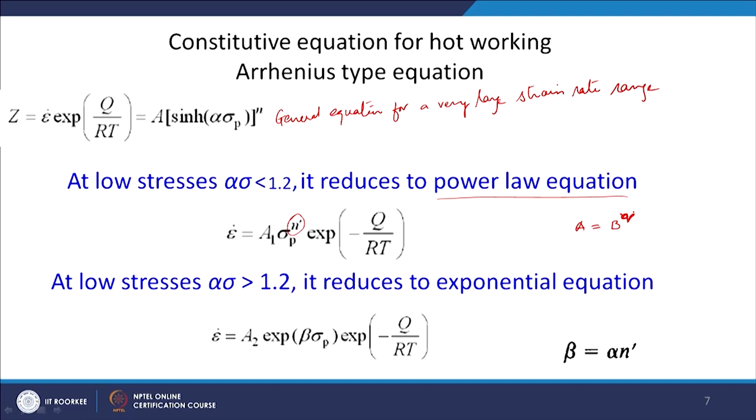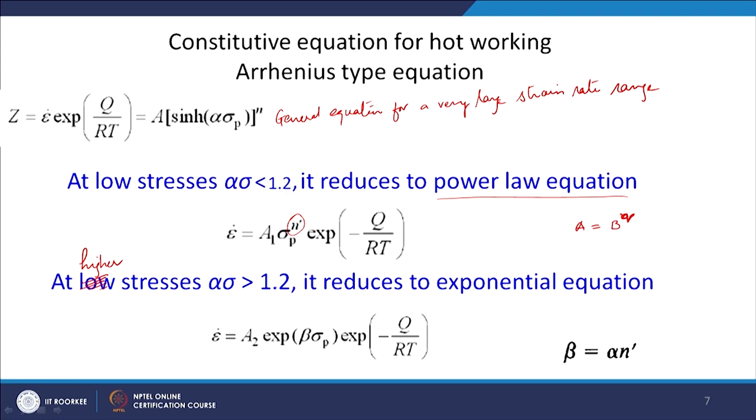So at low stresses you will have this power law equation. And incidentally, this type of equation is also valid for superplasticity. Okay, so there also you have a power law equation. As you go to higher strain rate, and basically higher stresses, so there is a mistake here, I would write it as higher stresses.